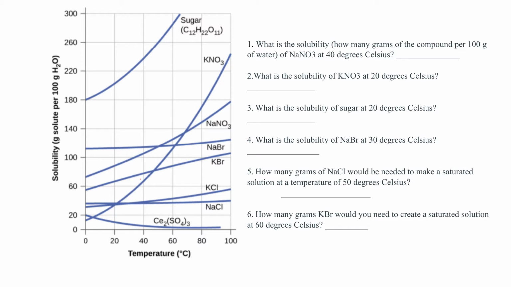So basically, solubility is the amount of solute that can dissolve in a certain amount of solvent at a certain temperature. And we know that solubility varies with temperature. The higher the temperature, the more solute that can be dissolved. Now, that's only for solids and liquids. Solubility decreases when you have gases. So as temperature increases, the solubility of a gas decreases.